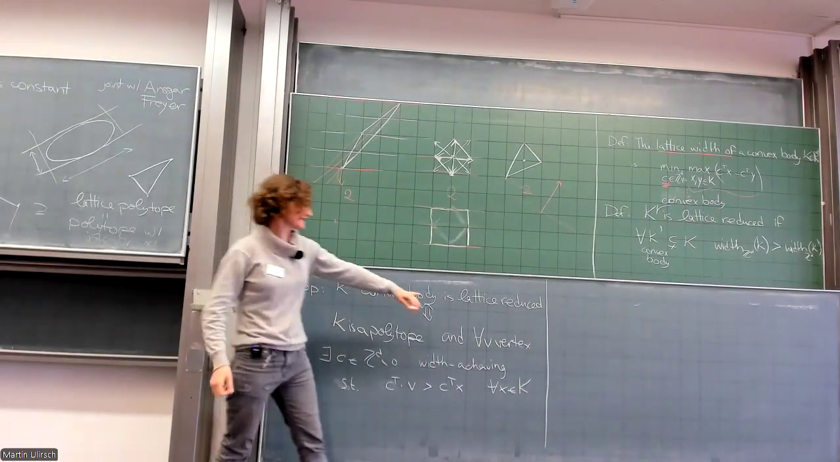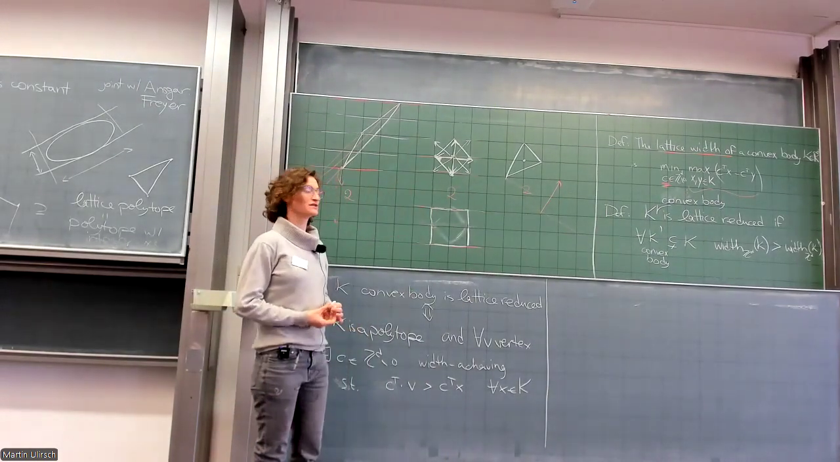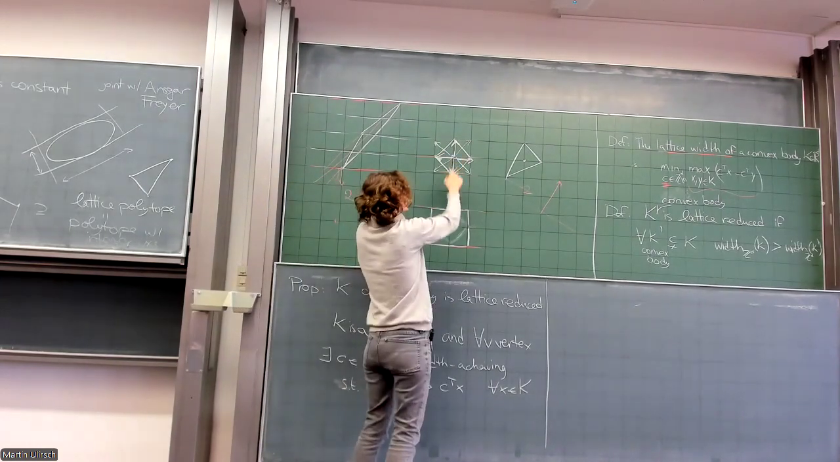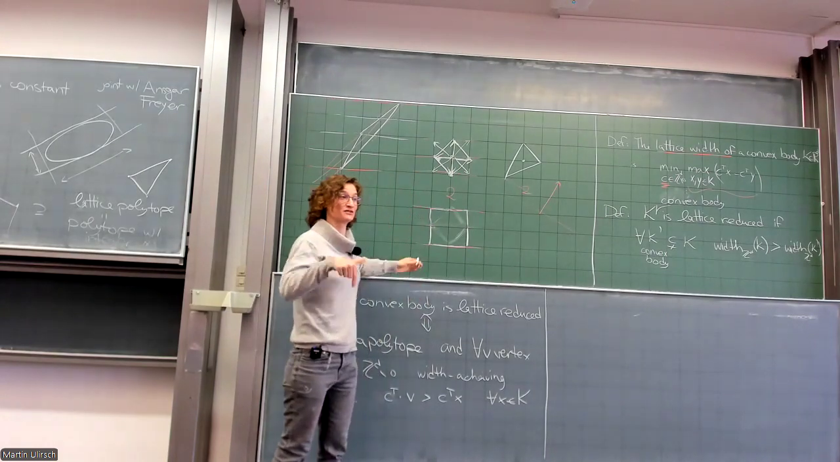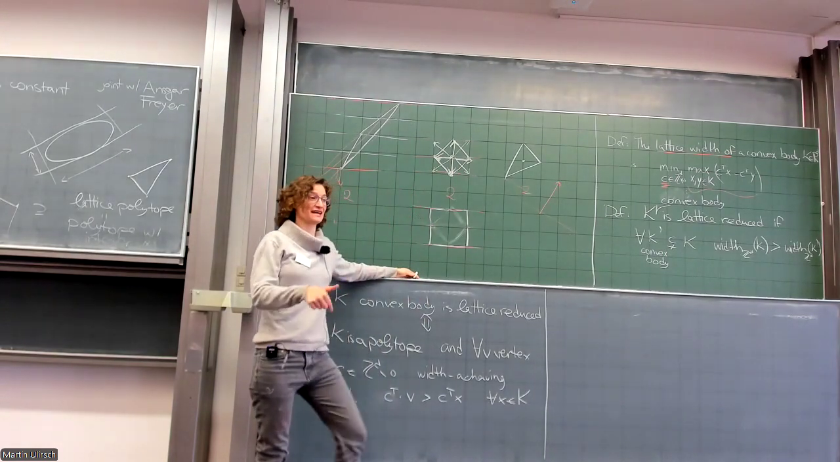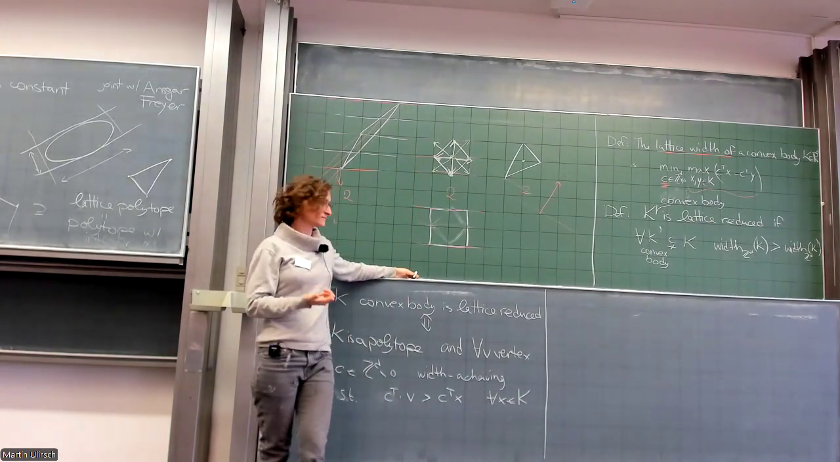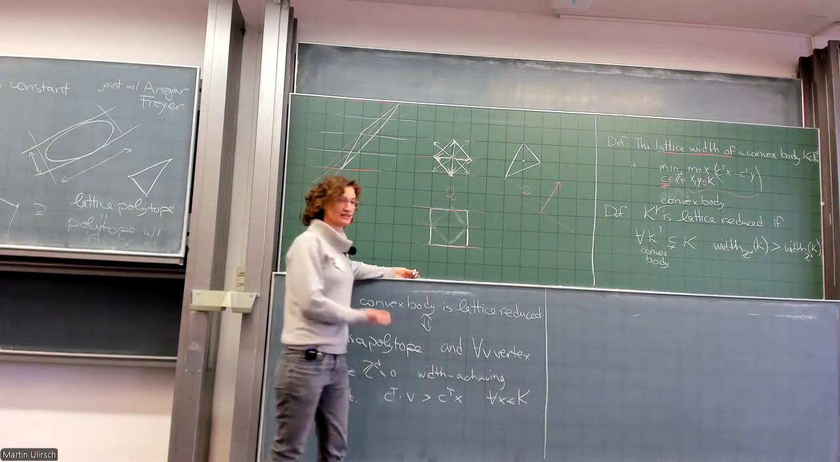And this makes sense that this guarantees that your lattice is reduced, because anything strictly contained will miss one vertex, and that will force the width in that special direction for that vertex to drop. But it is actually an if and only if.